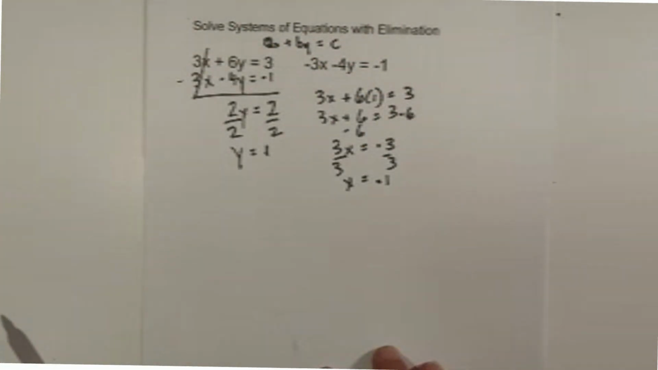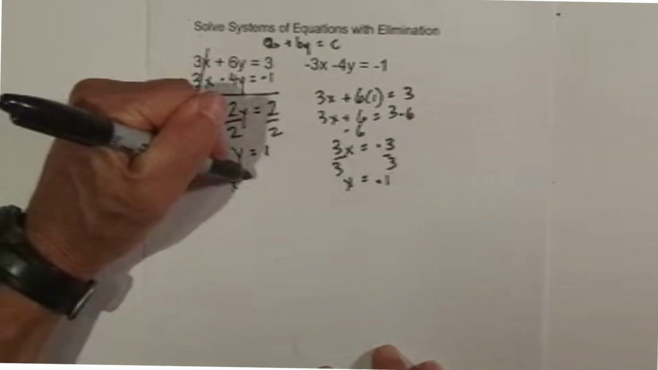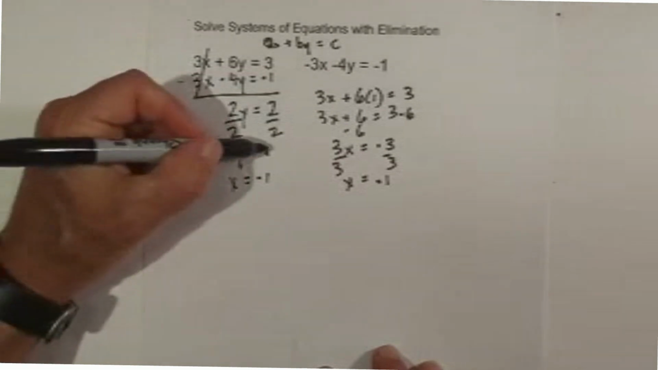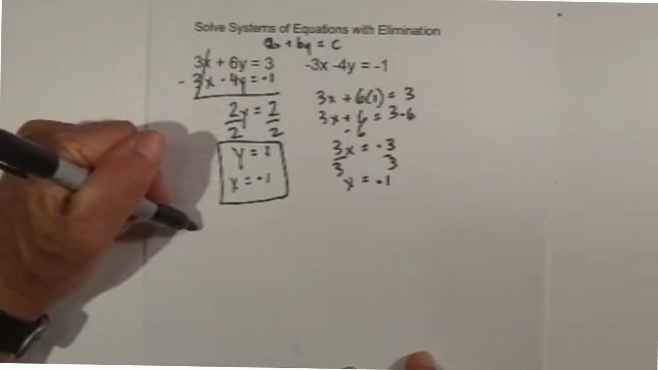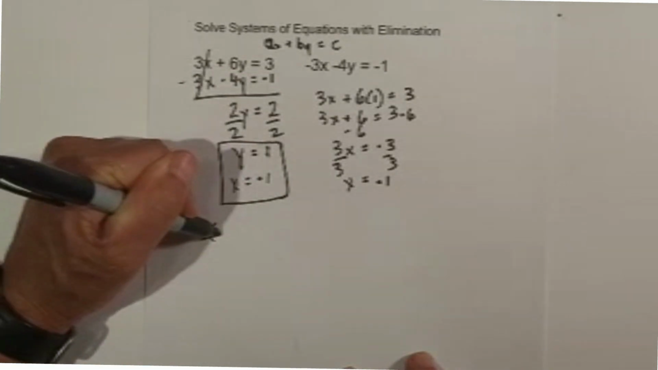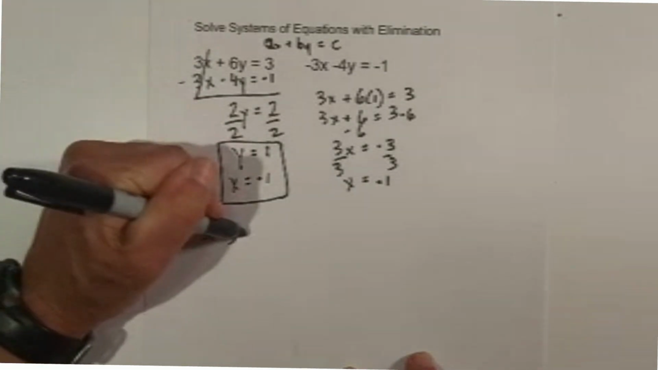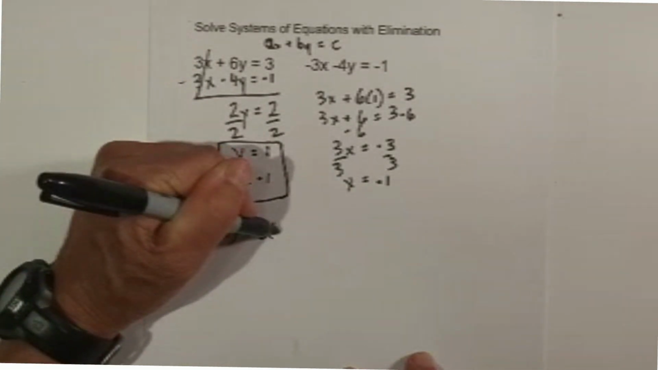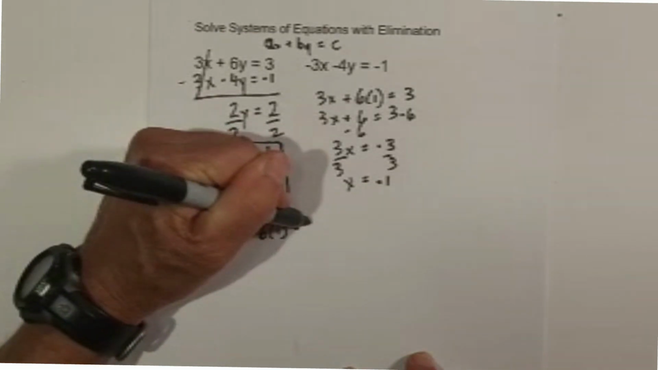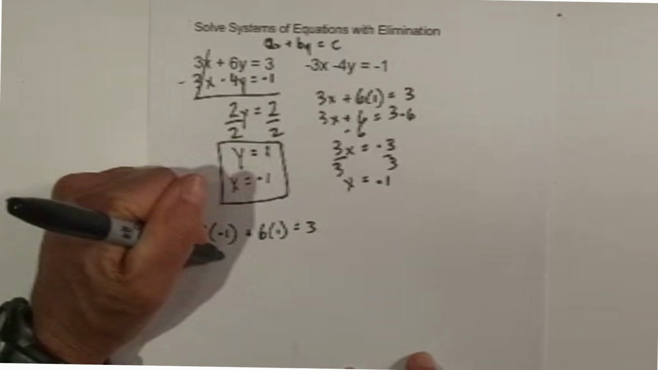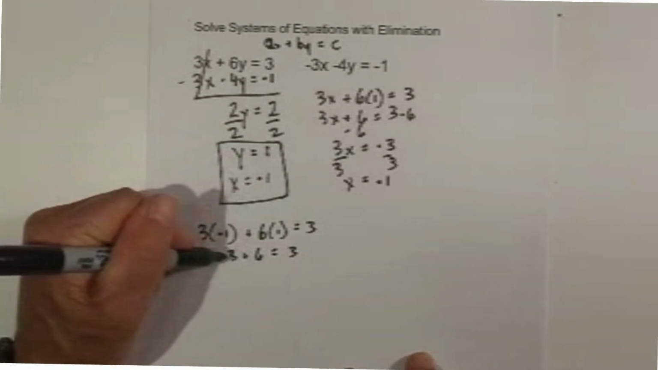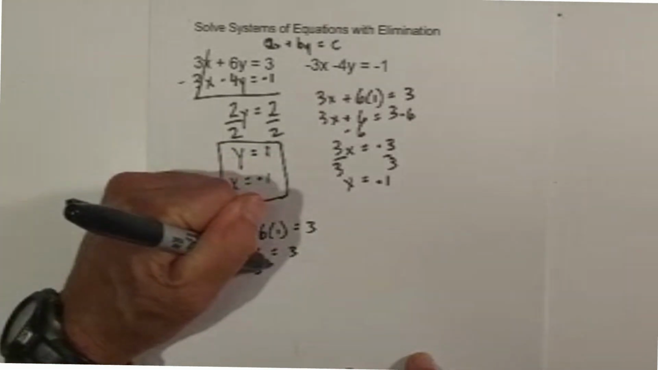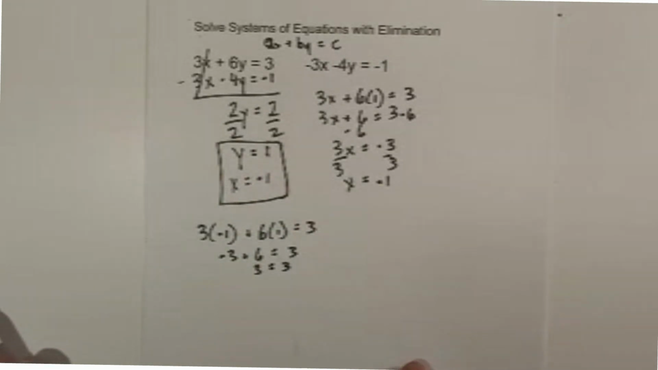So x becomes negative 1. Now I have y is 1 and x equals negative 1. Now I need to check my work, so let's plug it in. We have 3 times negative 1, using this equation, plus 6 times the y, which is 1, equals 3. Let's see if that happens. 3 times negative 1 is negative 3, plus 6 times 1 is 6, equals 3. 6 and negative 3 equals 3, so we have 3 equals 3. We've checked our work and we know that it works.